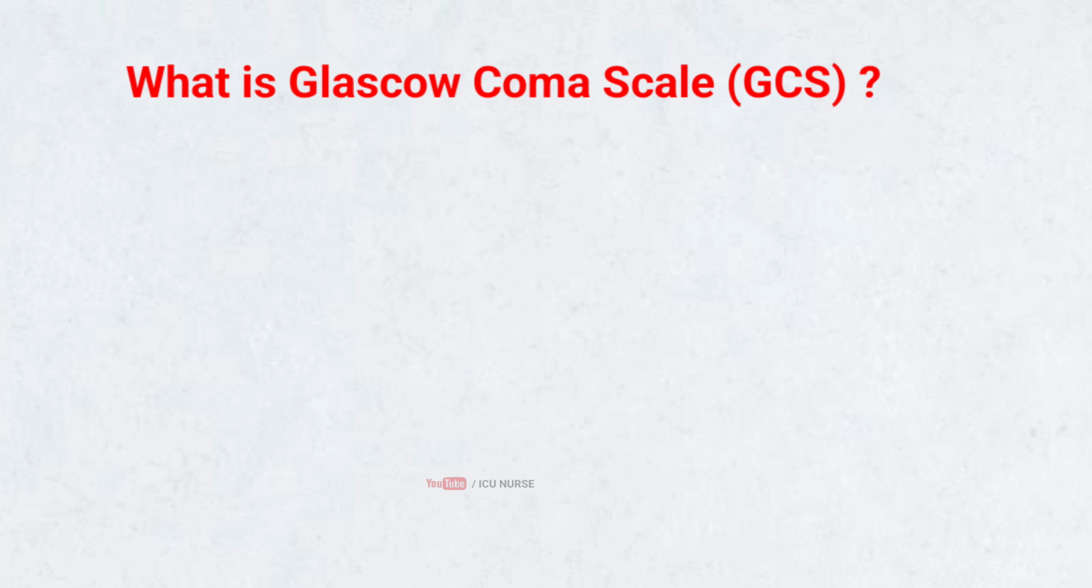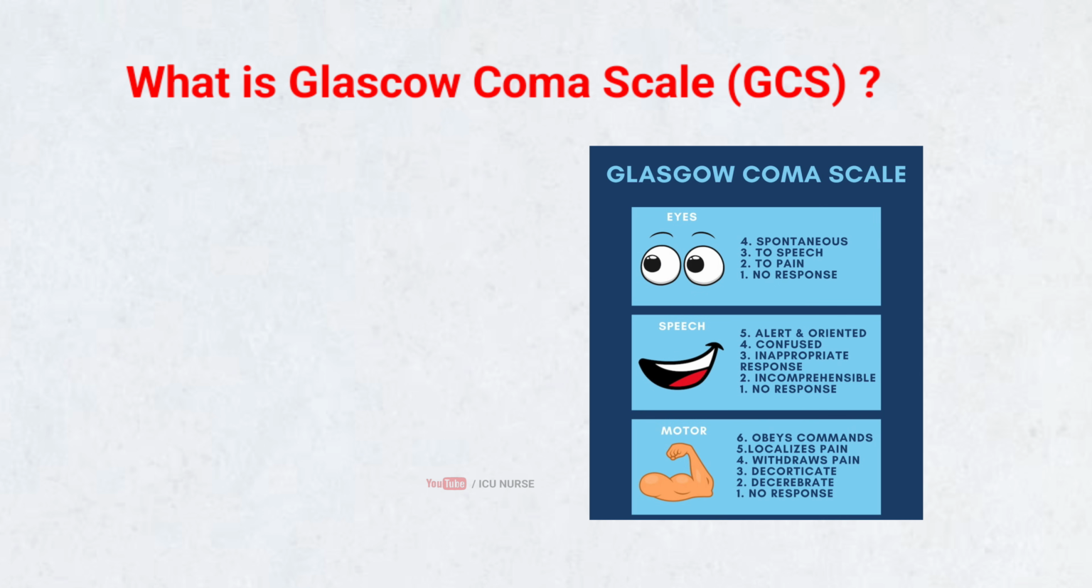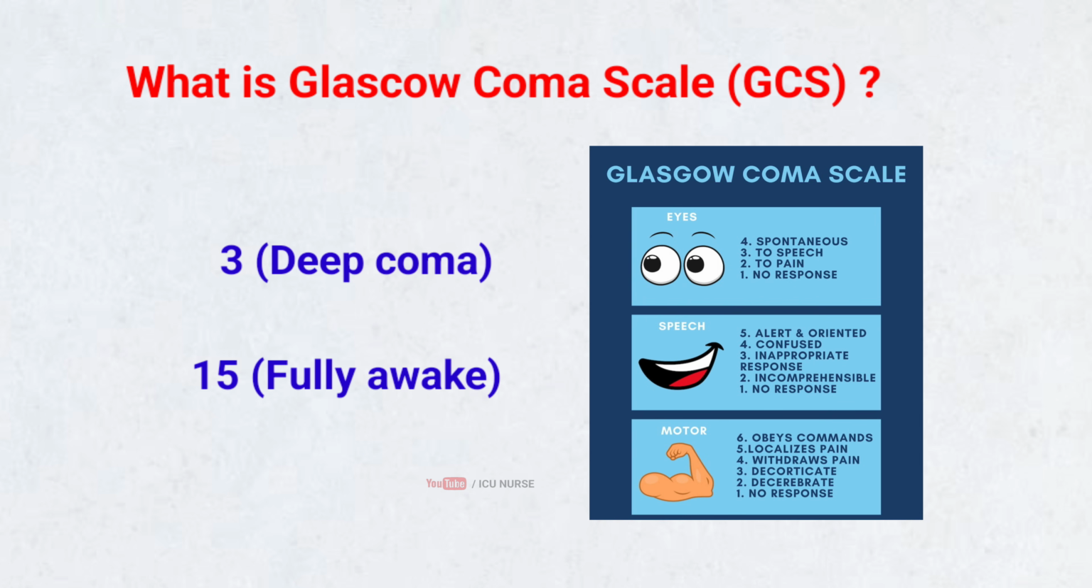What is Glasgow Coma Scale? GCS is used to assess the consciousness level of a patient. Score ranges from 3, deep coma, to 15, fully awake.